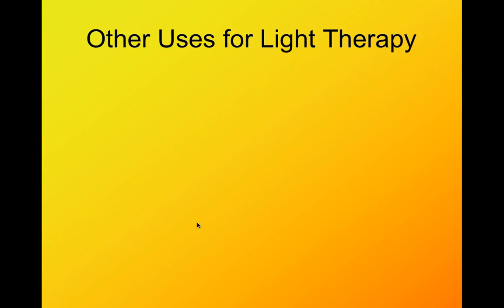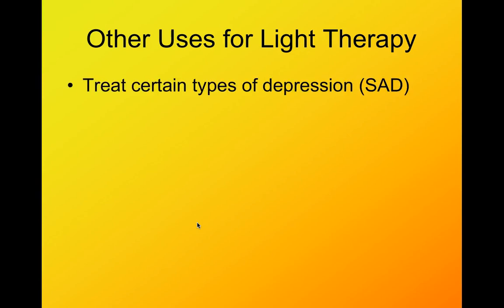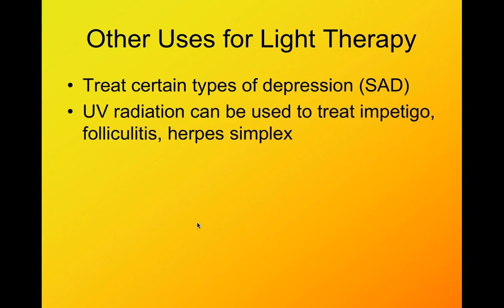Just some other uses for light therapy. These are not ones that we will use, but just so you know, light therapy can be used to treat certain types of depression, seasonal affective disorder specifically. Dermatologists will sometimes use UV light to treat some different infections, so impetigo, folliculitis, herpes simplex. So the first two are bacterial, so again, having that antibacterial effect. Herpes simplex being a virus, it can shorten the outbreak when someone has a herpes outbreak. So it destroys the superficial infectious organism.